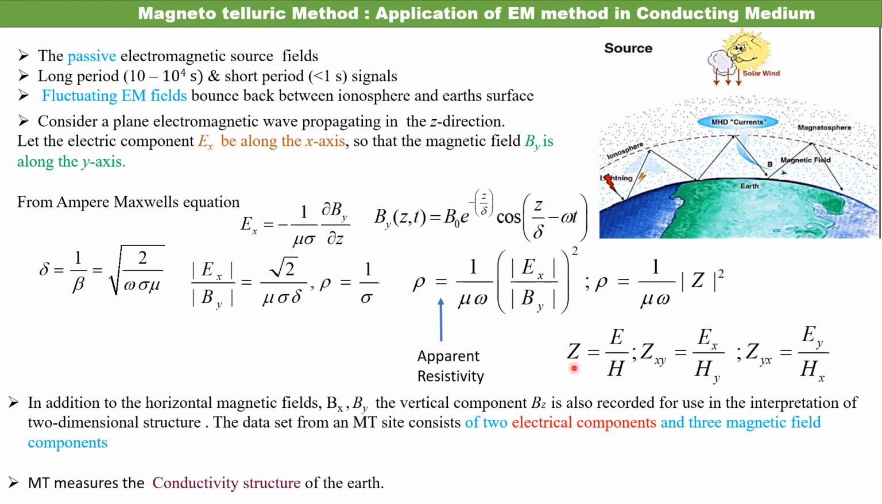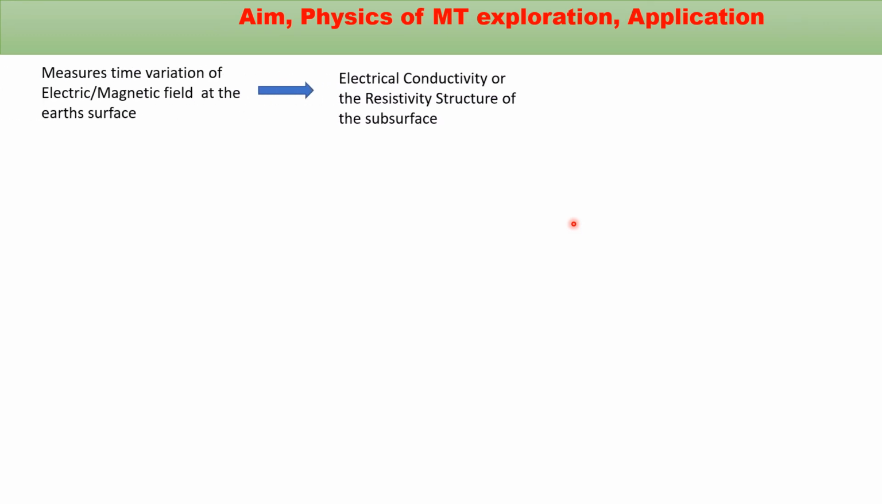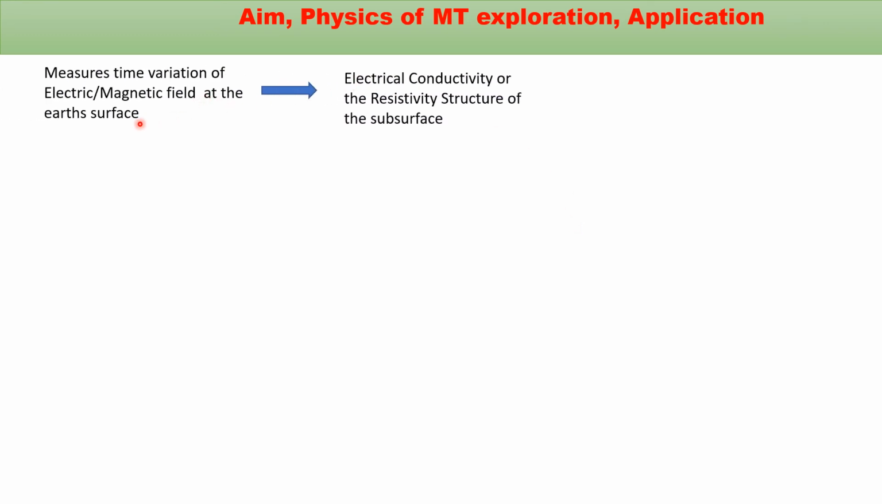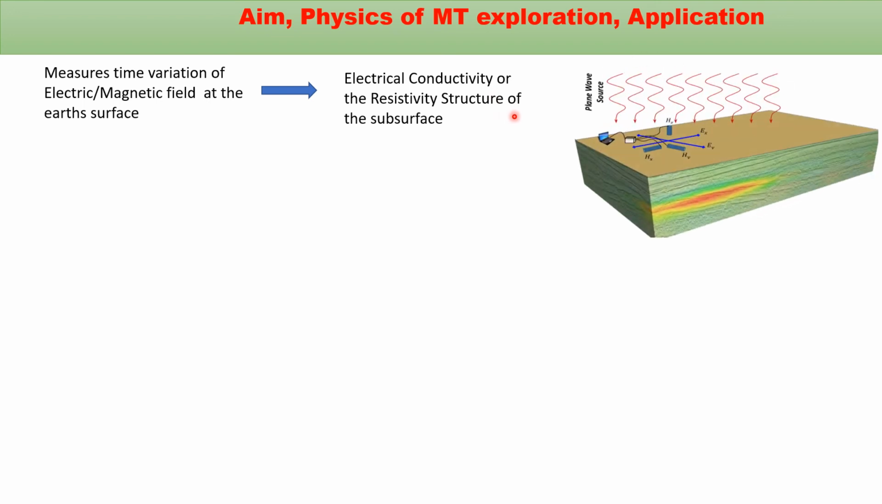And here you can find this. I should tell you that Zxy will be the component Ex by Hy, Zyx means Ey by Hx. Similarly, Zxx means Ex by Hx. It is tensorial form. It measures the time variation of electric and magnetic field and produces time series data. Generally, those who are working with time series data can have the experience of the magnetotelluric method. I have told you many times this is a very sophisticated technique to probe the conductivity structure of the earth and a very emerging field to carry out research work, and it will produce the electrical conductivity or, inversely, the resistivity structure of the subsurface.